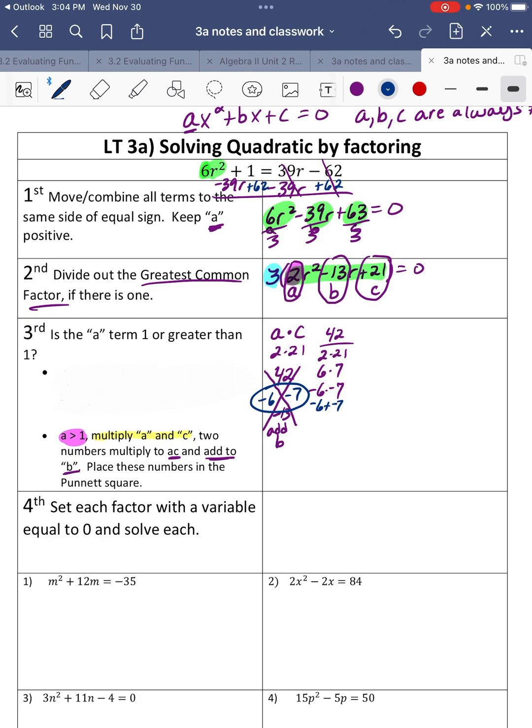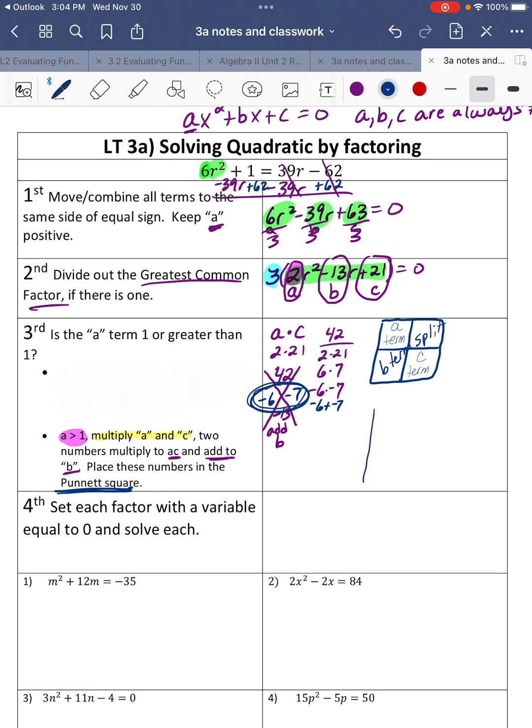I'm going to take those two numbers and place them in the Punnett square. So in the Punnett square, I'm going to write two of them actually. The first one is just going to be a guide. In the Punnett square, the first term, top left, is always your a term. Bottom right is always your c term. Not just your a, not just your c, but the a term and the c term. The other two are going to be your b term split, when you split it up into the two numbers that you found.